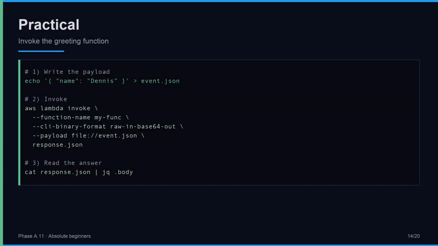Step 1. Write the JSON into event.json, here, name Dennis. Step 2. Run aws lambda invoke, pointing at the function and the payload. Step 3. Cat response.json, piped through jq .body, to read just the body. You should see hello Dennis. Three steps, one answer. This is the daily rhythm of working with Lambda.